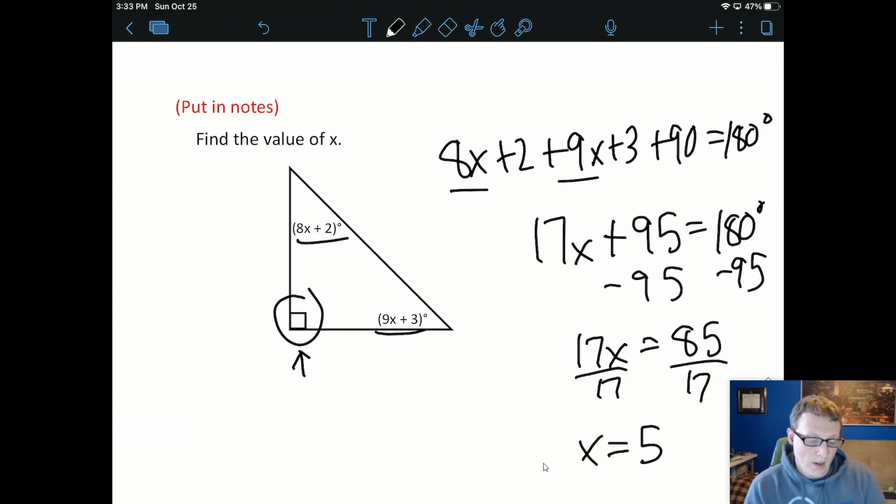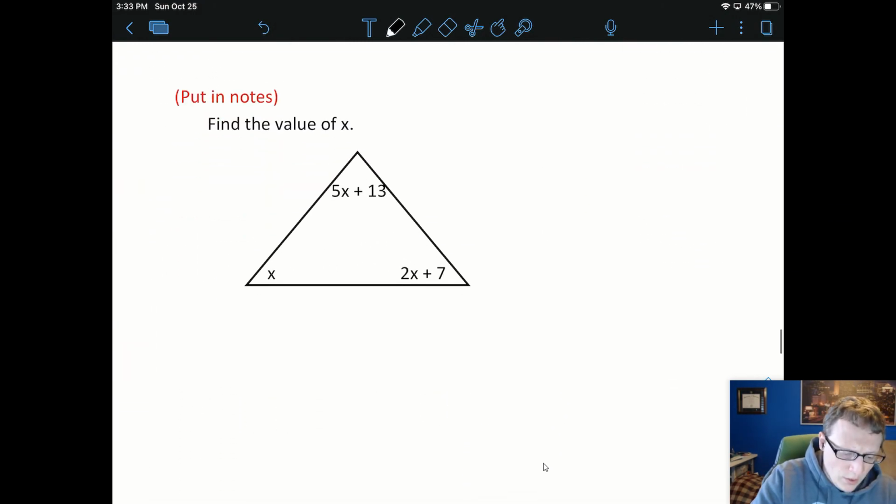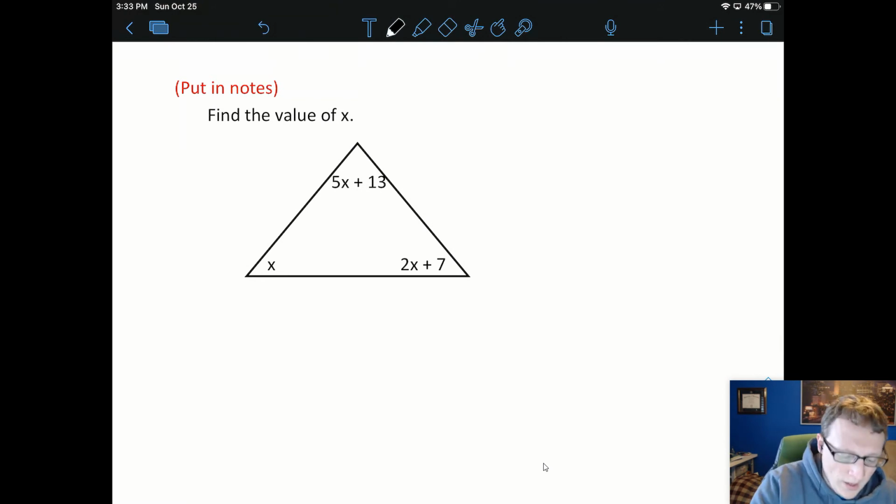It doesn't say to plug it in. We could get a numerical answer for each of those angles, but it just told us to find the value of x, so x is equal to 5. All right, let's try one last one with this algebraic one. If you'd like to try it, you can go ahead and pause. I'm just going to keep going.